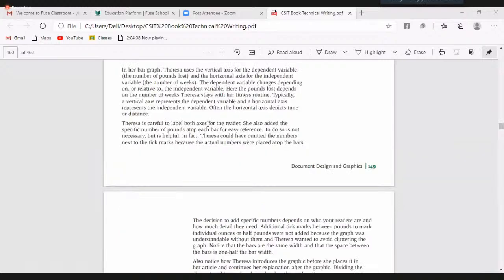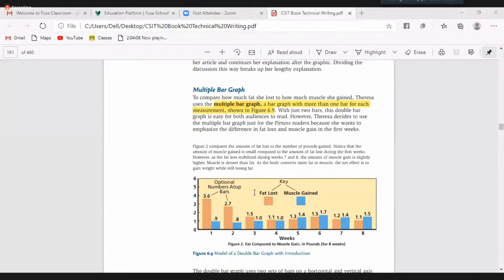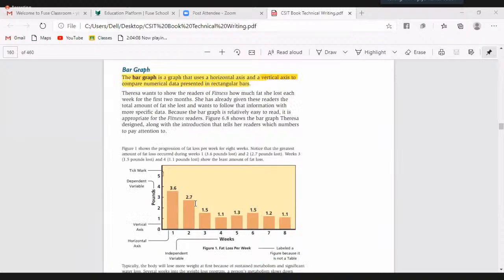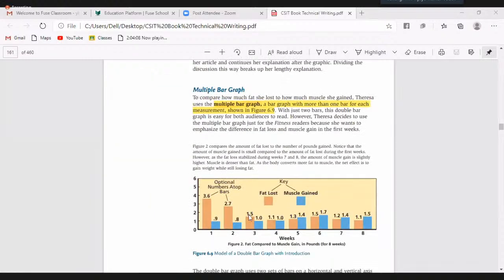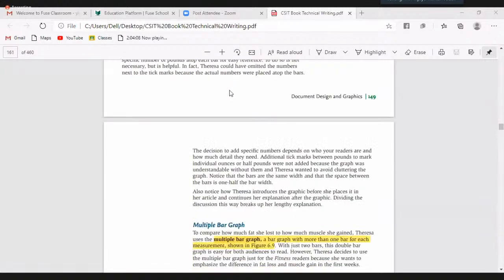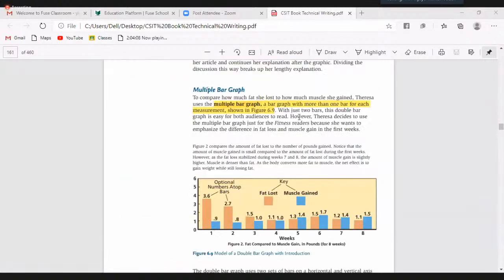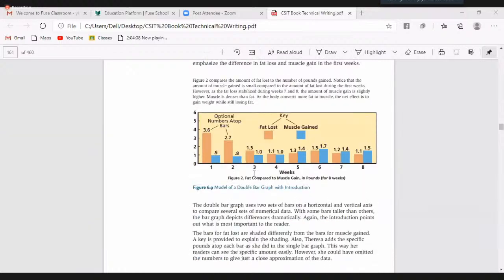Then another, you see the multiple bar graph. Here this is a single bar graph, isn't it? Now in the multiple bar graph, what do you find? Here this one and then this one, these two together. So a multiple bar graph is a bar graph with more than one bar, isn't it? In the previous one, a single bar, but here two bars together. A bar graph with more than one bar for each measurement, shown in figure 6.9.